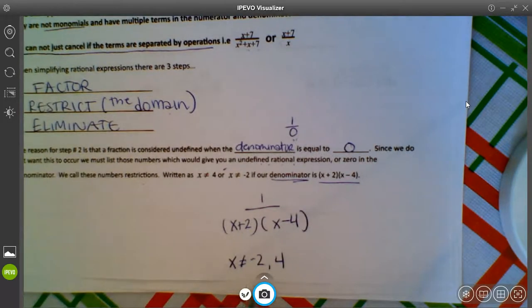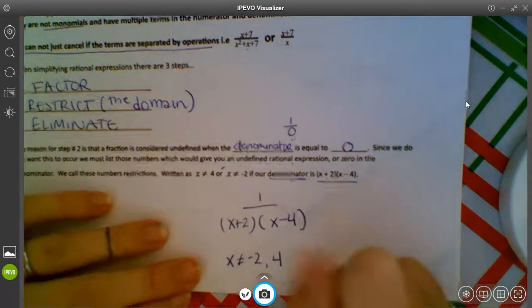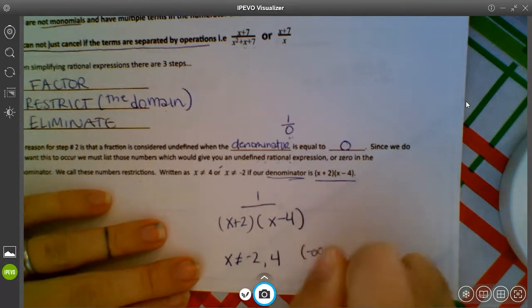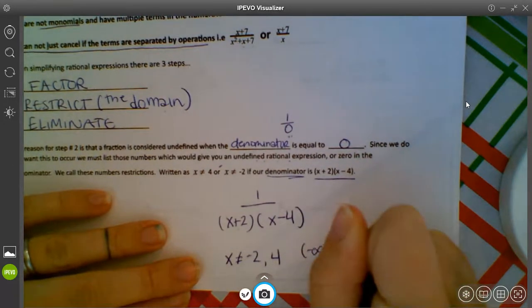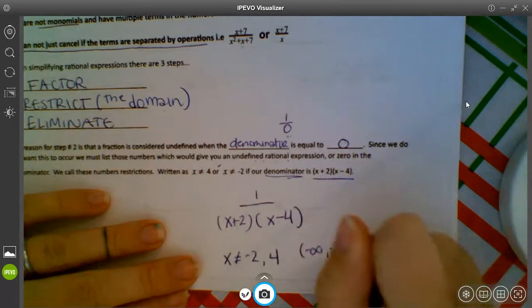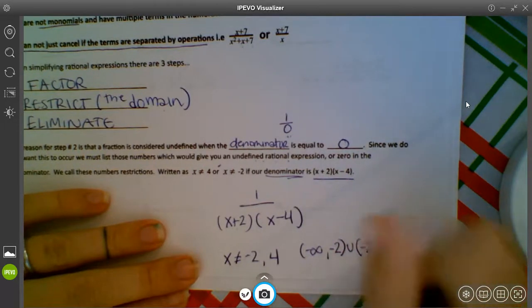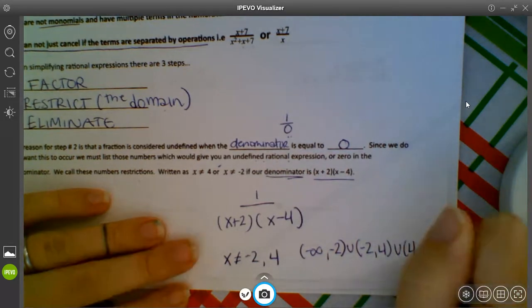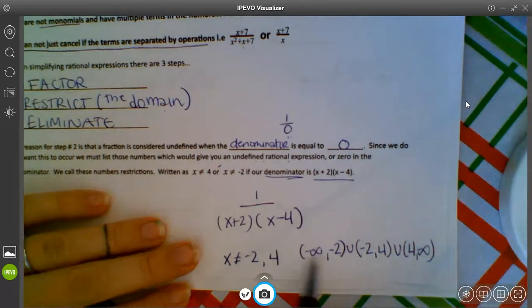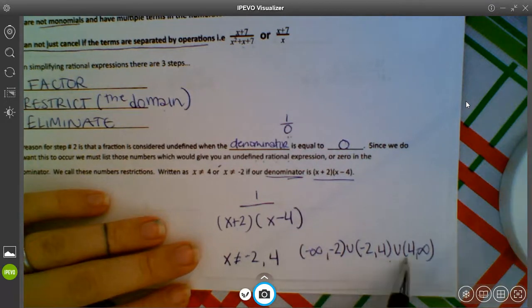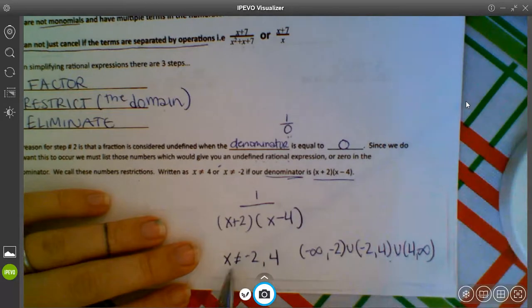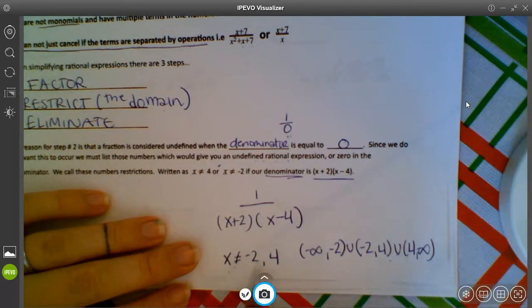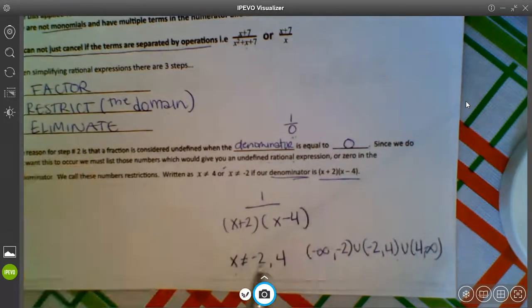Now, we are used to writing domain something like this, where it's like, negative infinity to -2, not including -2, union with -2 to 4, not including 4, union with 4 to infinity. So instead of writing it the long way, because all this is saying is all the numbers but -2 and 4, we are just going to write it as x can't equal -2 and 4 from now on. So that's restricting the denominator.